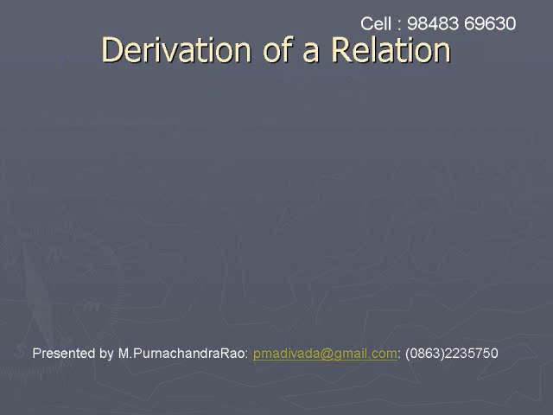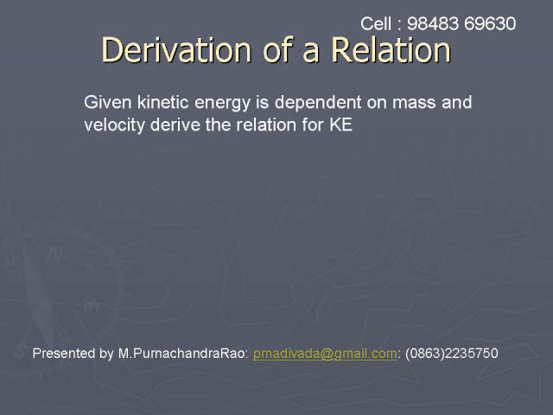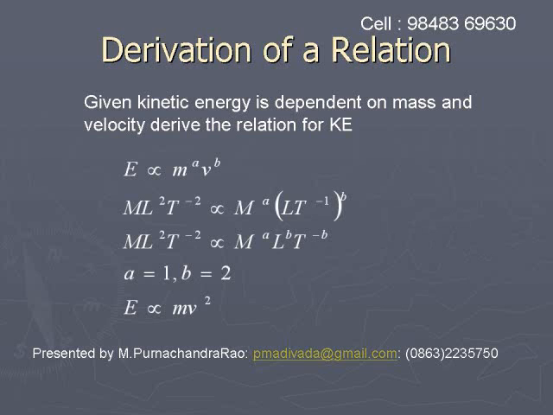Derivation of a relation using dimensional analysis. For example, let us take kinetic energy. Let us suppose that kinetic energy depends on mass and velocity, and let us derive the relation for kinetic energy. Let us suppose energy is proportional to m to the power of a, v to the power of b, where m is mass, v is velocity.